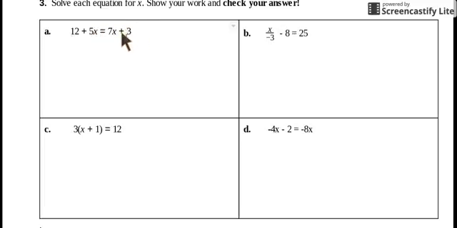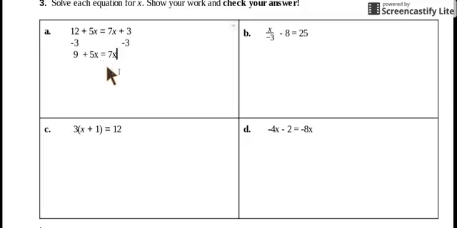So you have positive 3, so the opposite of that is negative 3. So you're going to subtract 3 from both sides. 12 minus 3 gives you 9. That's going to be plus 5x. And that's going to be equal to 7x.